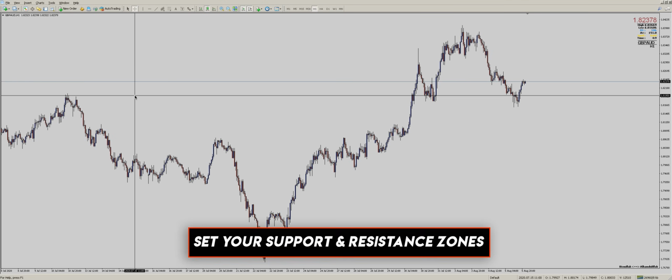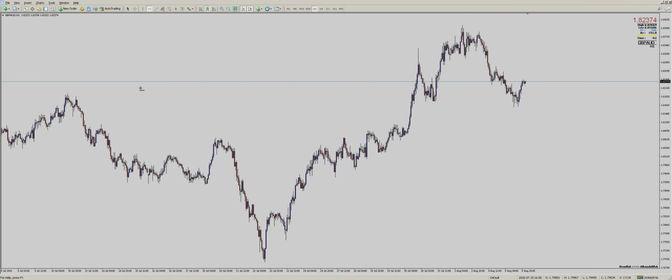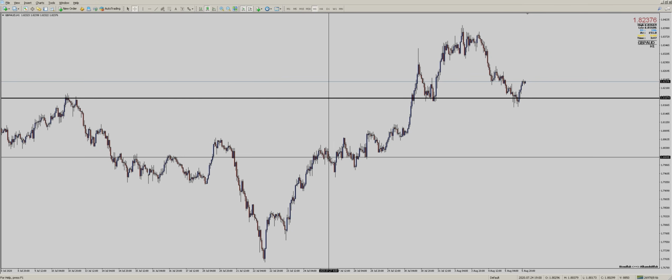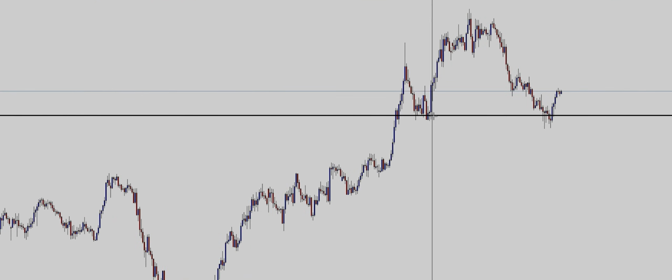So now you have to set your support and resistance levels. So use the horizontal line on TradingView or on MT4 and start to plot key zones. So why did I choose this level? Because it's an area of struggle, right? Price came up, rejected, came down, came all the way up, came back down, and used it as a support level twice.